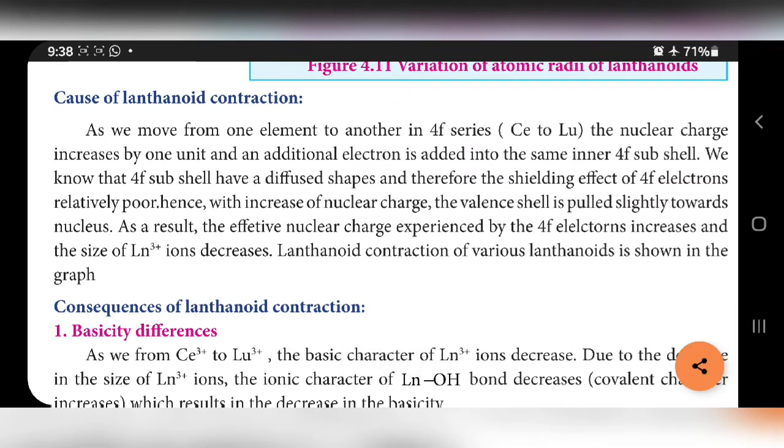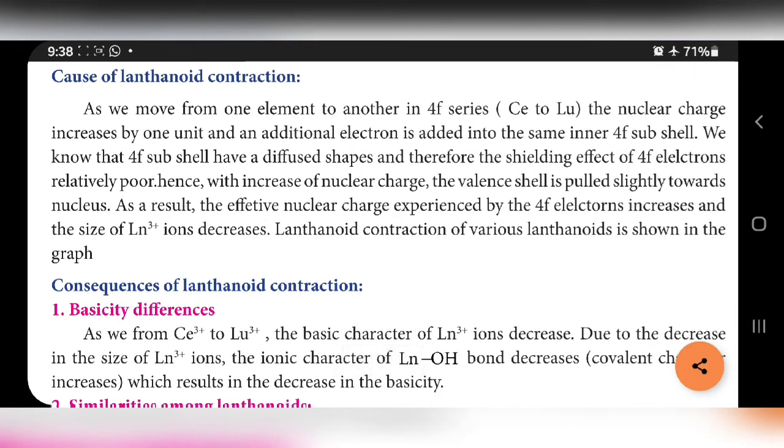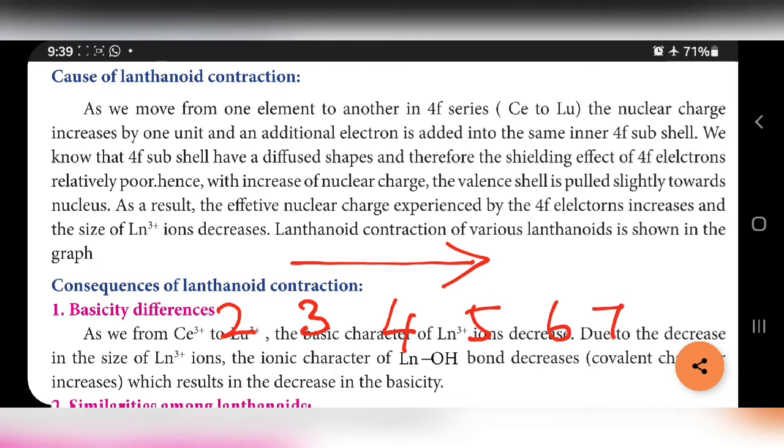Causes of lanthanoid contraction. As we move from one element to another in the 4f series, the nuclear charge increases by 1 unit and an additional electron is added into the same orbit only. While you are moving from left to right in the periodic table, atomic number increases. If atomic number is 2, the next element has atomic number 3, then 4, 5, 6, 7 like that.